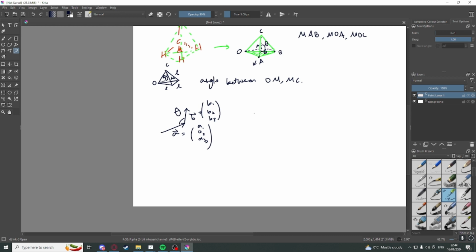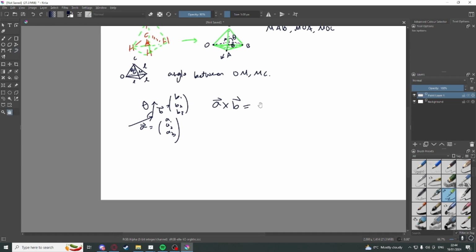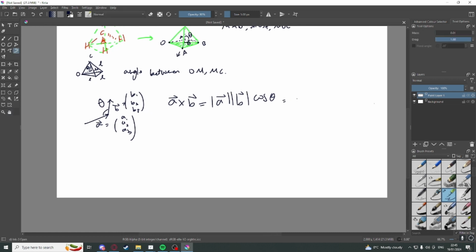you would use the cross product, and the cross product is this. So A cross B is equal to the magnitude of A multiplied by the magnitude of B times cosine of the angle theta, and it's also equal to all of the entries multiplied by each other. So A1 times B1 plus A2 times B2, and then A3 times B3.